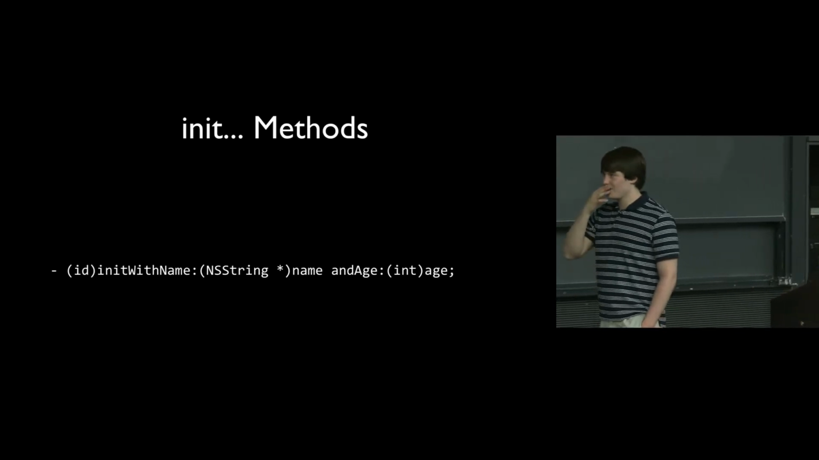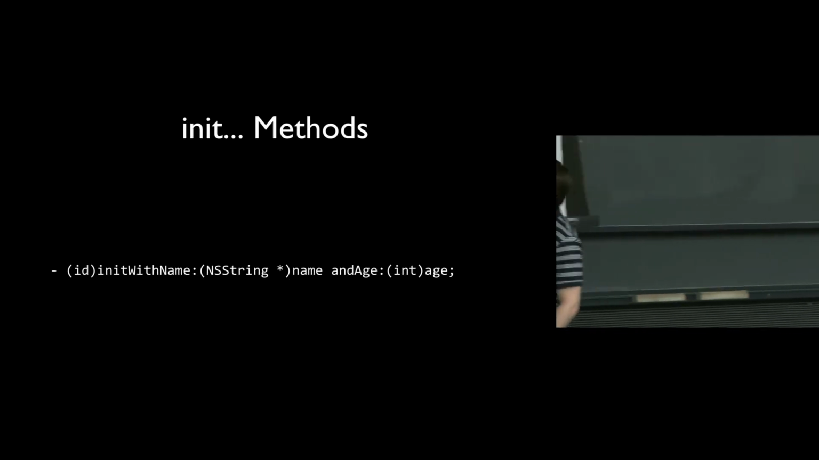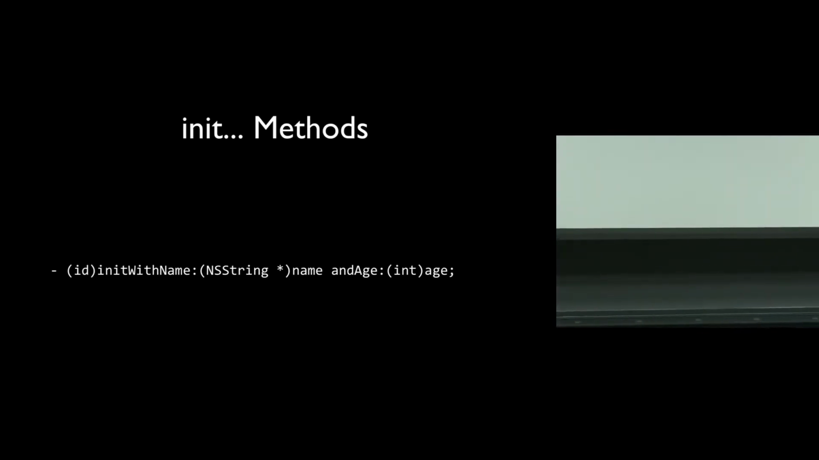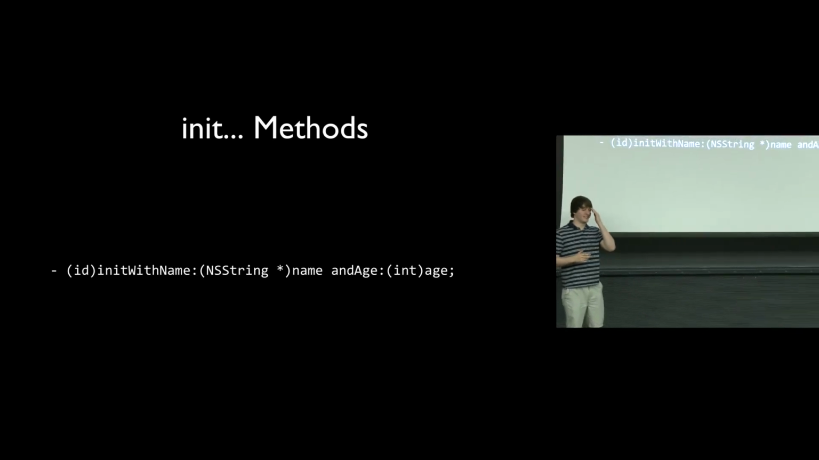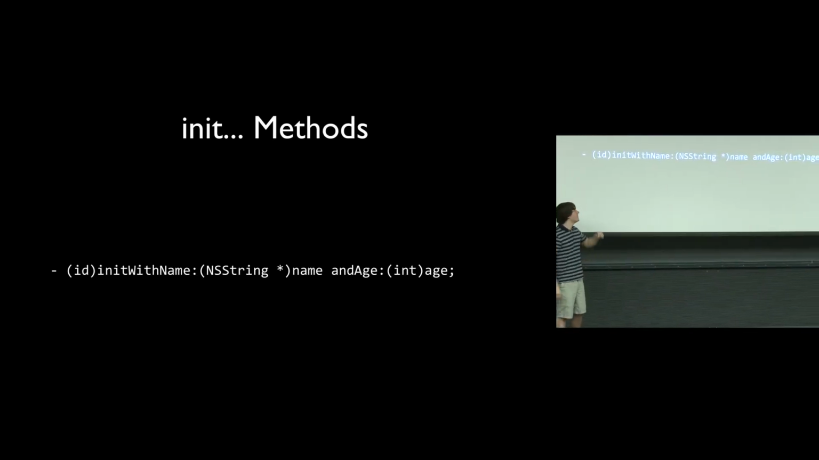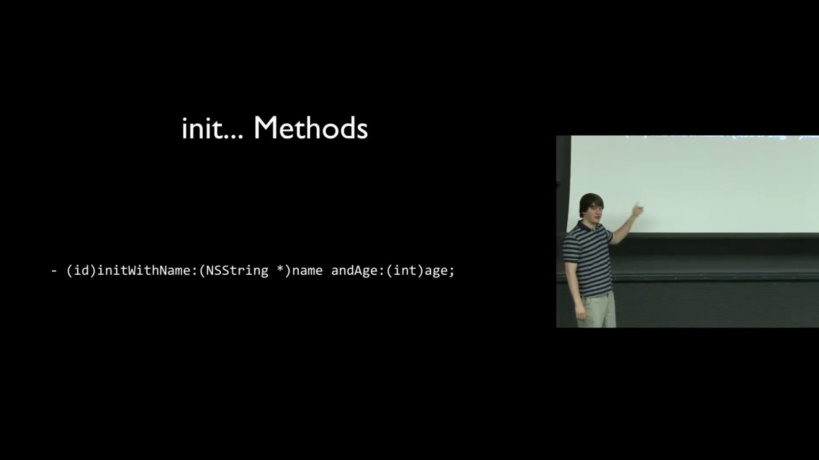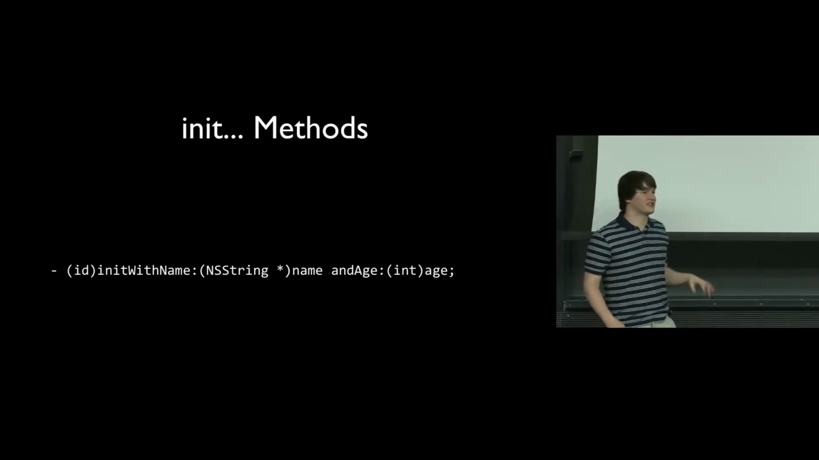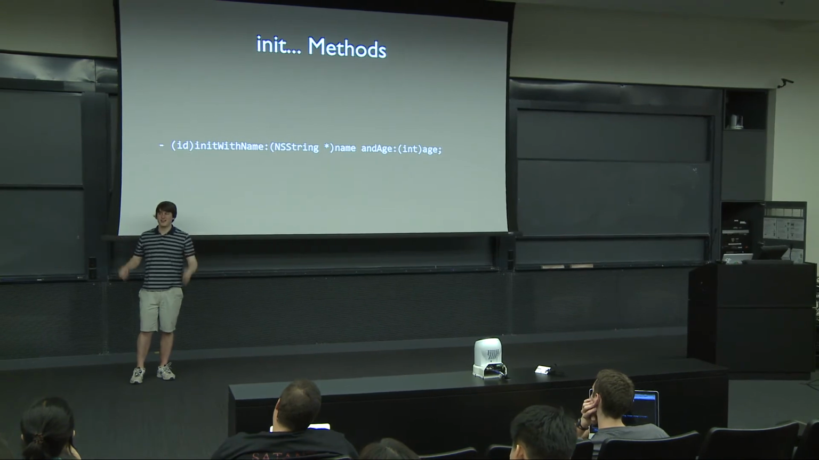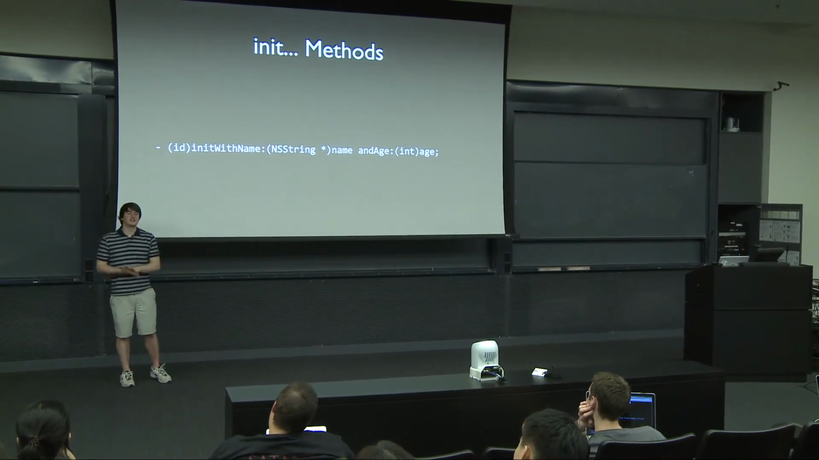Reading this method, we have an instance method, because it's a dash. It's going to return an ID. This is also convention. We know that it is necessarily returning a student star. Remember that ID is just a catch-all for all objects. The convention for initialization methods is that they return ID.